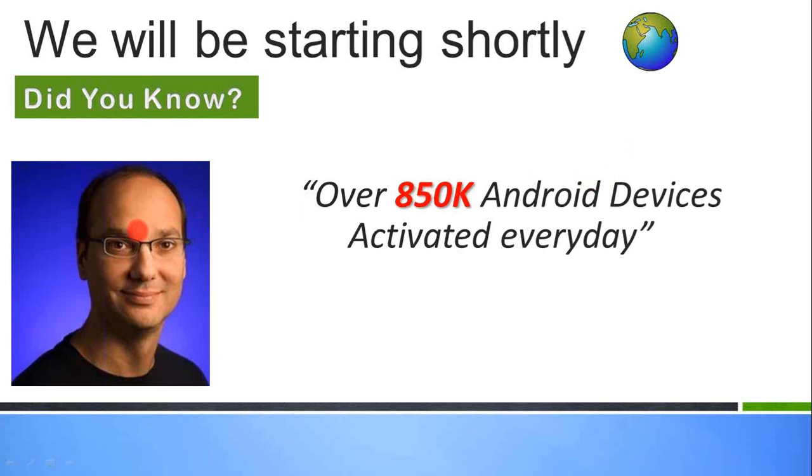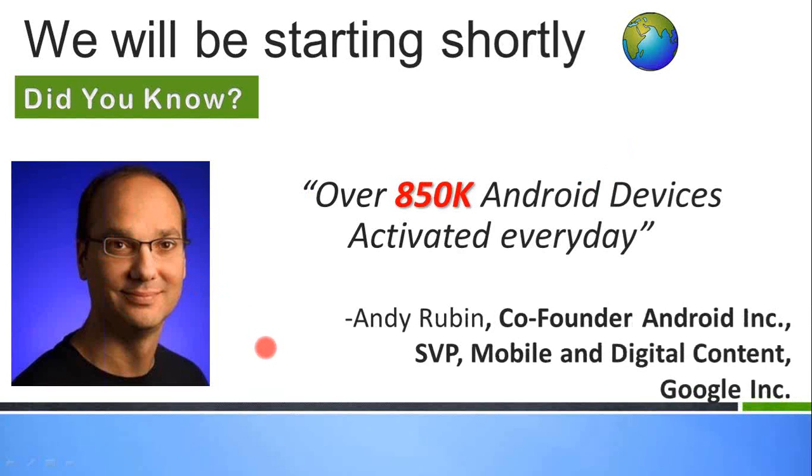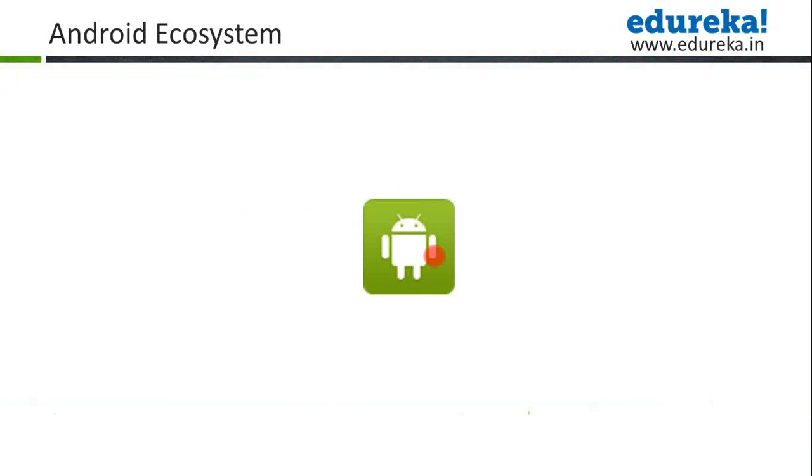Now to start off with this class, I had asked a simple question. Does anybody know this man? Well, this guy is Andy Rubin. He is the co-founder of Android and he is the mastermind, as Navinder says. He started everything. Now, as per the poll and statistics reports, over 850,000 Android devices are being activated every day. No wonder Android is the fastest growing platform in the complete industry, right?